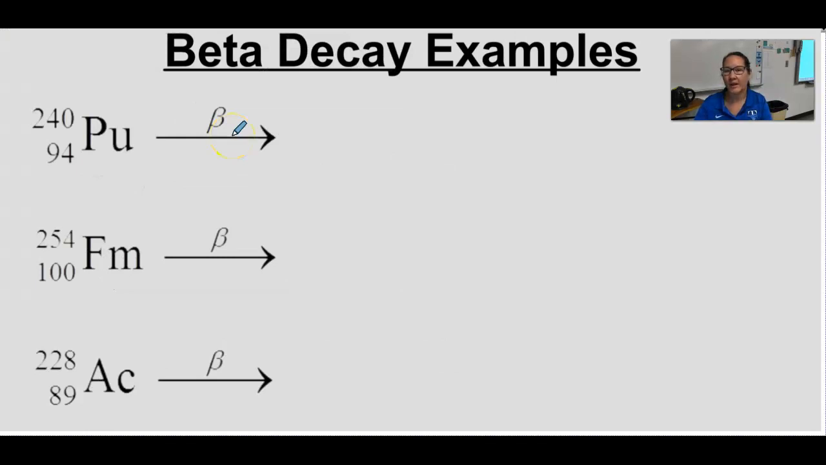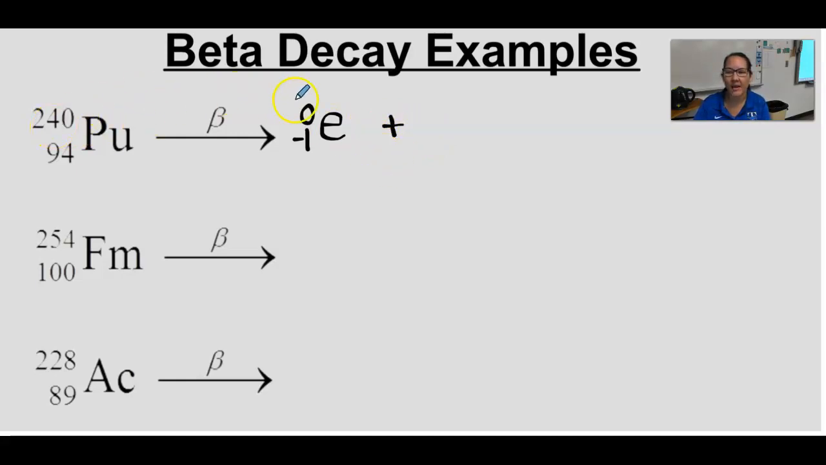Now let's look at a beta decay. This is indicating that a beta decay is occurring, which means we're going to emit a beta particle, which is a 0 over negative 1 electron. Now that we've written our beta particle, we want to know what it's going to change into. So plus, what's the new particle going to be?